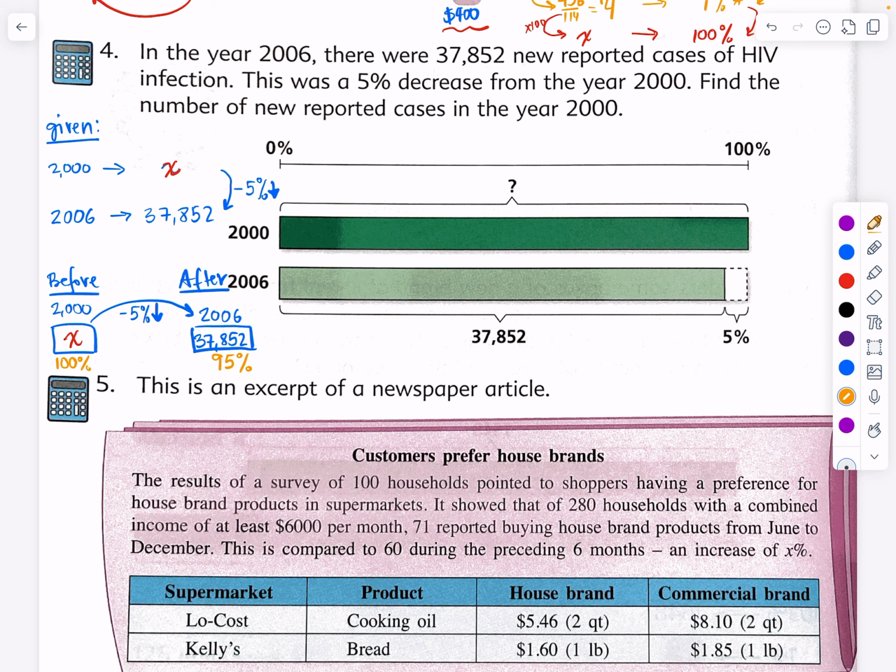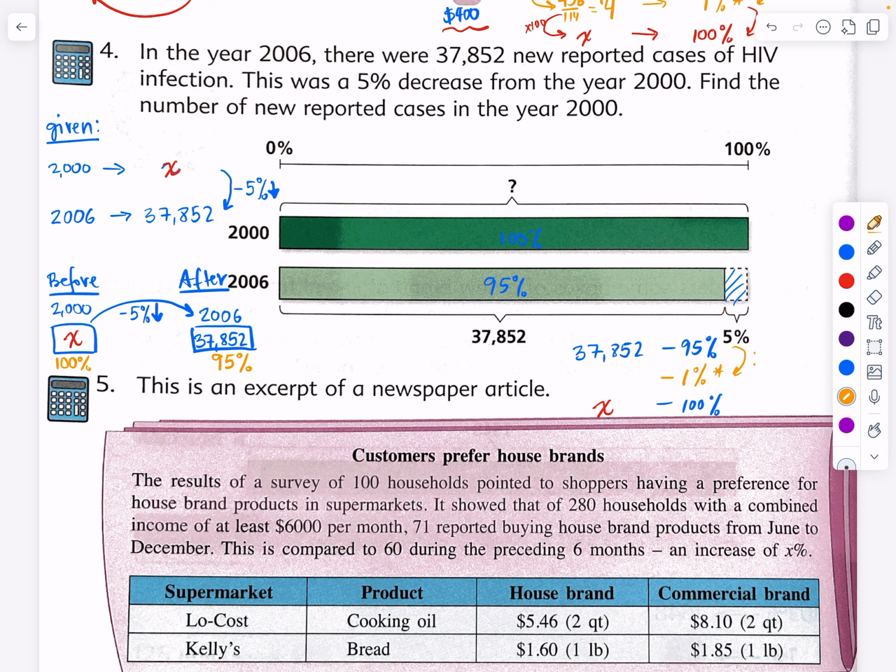Therefore, remember, let's write down the proportion. 37,852 is 95%. You see, this is 95%. The problem is asking to find 100% in the year 2000. This is your 100%, right? Without that difference. And here is our x. How do we find 100% if we know 95%? We have to find 1%. That's your important benchmark, step 1.